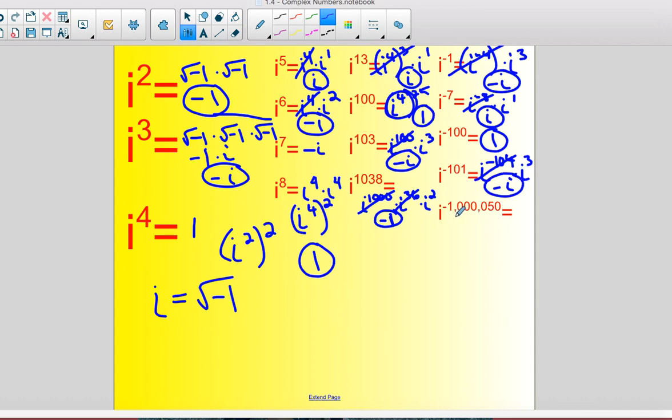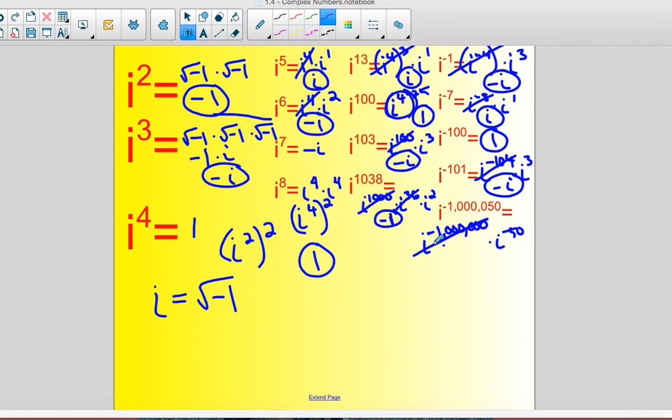This one right here I did on purpose, but basically, negative 4 goes into negative a million. So you don't have to write it out, but I'm going to. So i to the negative 1 million. And then what's left? 50. So I'm just going to write i to the negative 50. And because this one divides evenly by 4, I'm just going to cross it off, this first part. So I got negative 50, right?